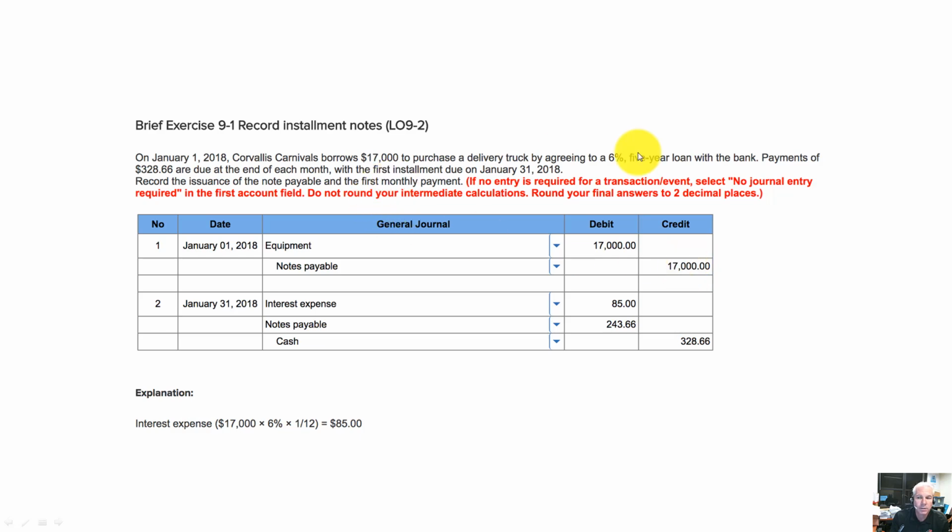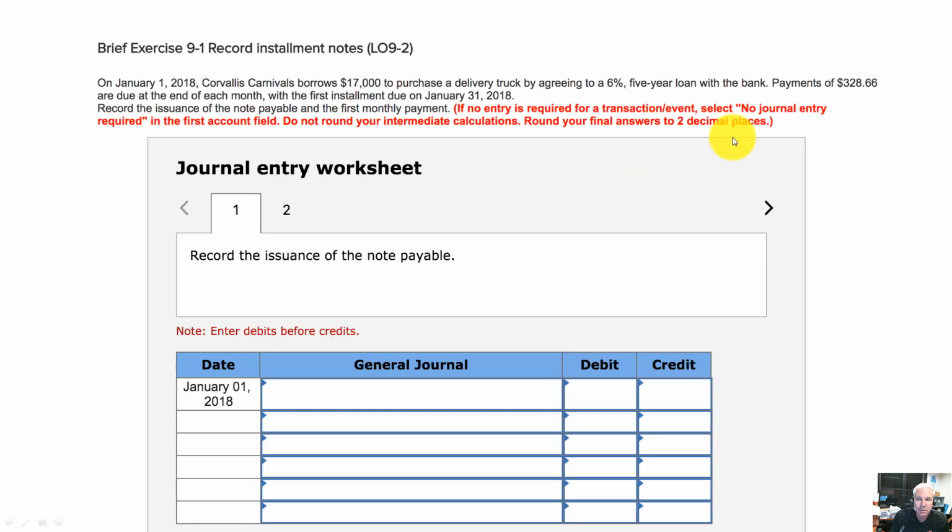But they also want us, on January 1st with the first installment due on January 31st, to record the issuance of the notes payable and the first monthly payment. So the first monthly payment means we need to figure out the interest expense. We know the total payment of $328.66 is going to be part interest and part principal. Since this is the first month, we can figure out 1/12. It's a 12-month note, correct?